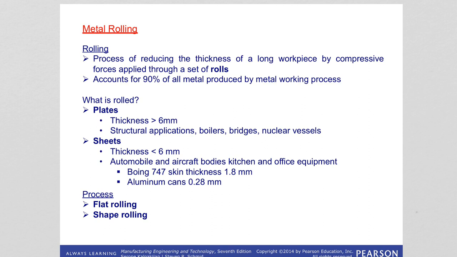So what is it that we are rolling? We can roll plates and sheets, and what is the difference? That's the thickness. So when we talk about plates, they have a thickness greater than 6 millimeters, and when we talk about sheets, this is when we have a thickness that is less than 6 millimeters.